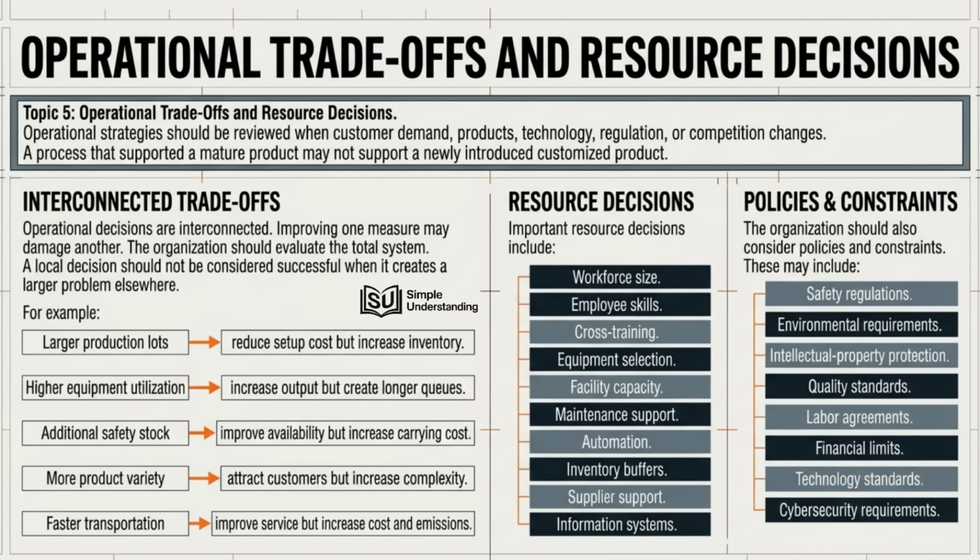Important resource decisions include workforce size, employee skills, cross-training, equipment selection, facility capacity, maintenance support, automation, inventory buffers, supplier support, and information systems. The organization should also consider policies and constraints. These may include safety regulations, environmental requirements, intellectual property protection, quality standards, labor agreements, financial limits, technology standards, and cybersecurity requirements.